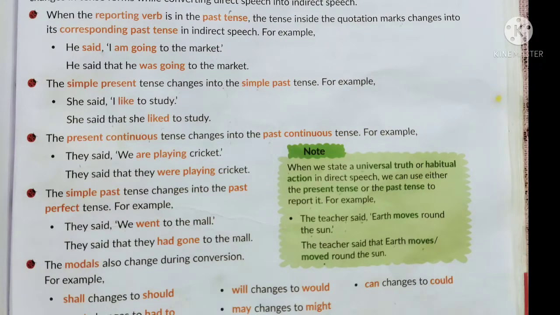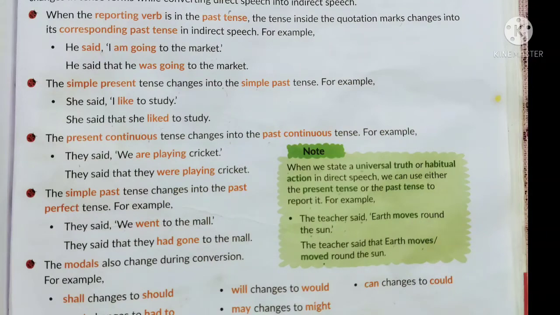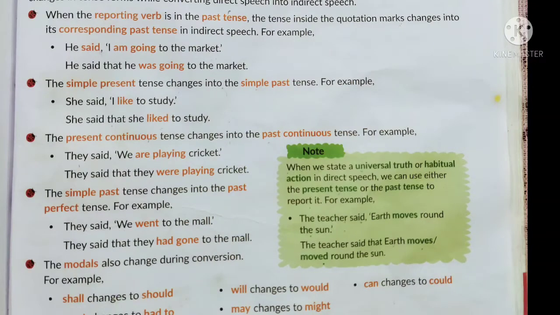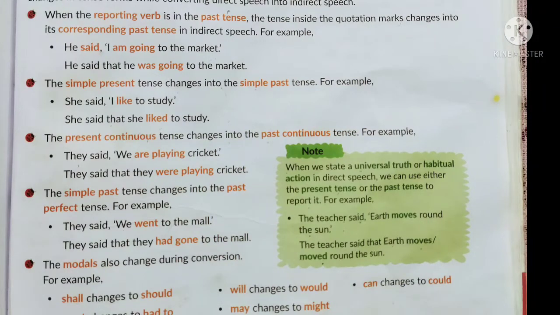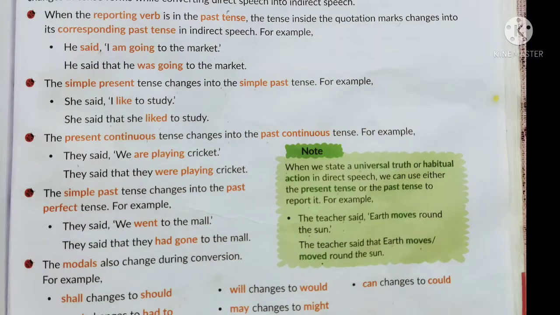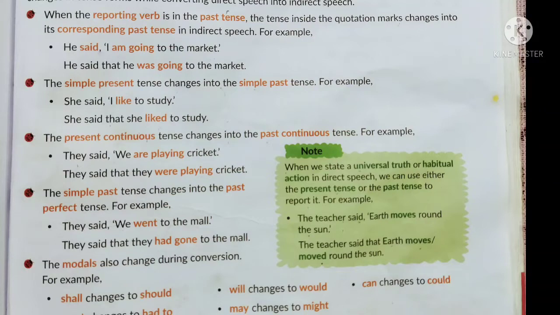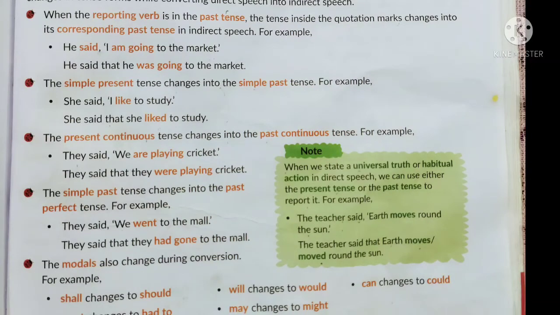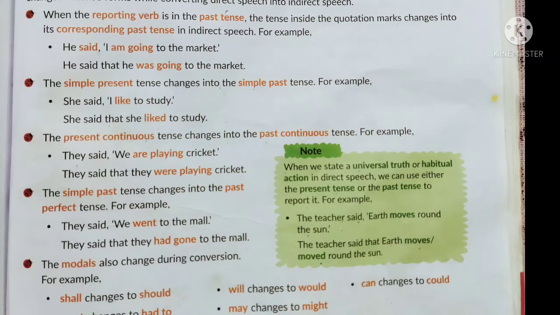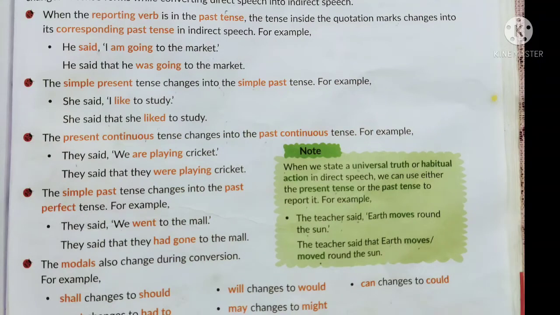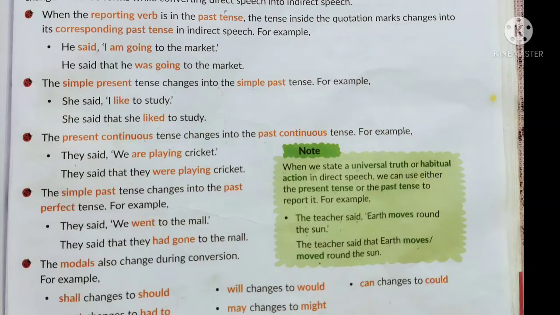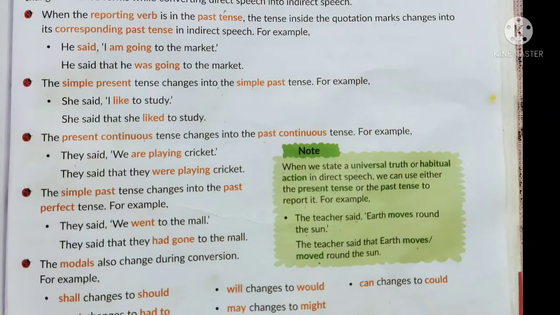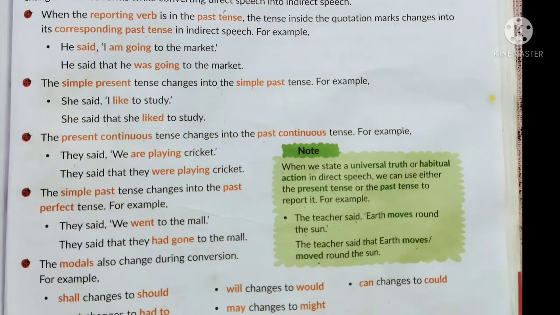So, they were playing cricket. So, you have to change from the present continuous tense form to the past continuous tense form. Some more rules are as follows: the simple past tense changes into the past perfect tense. So, students, whenever you are changing from direct speech, if the sentence is in simple past tense form, you have to change it into the past perfect tense.